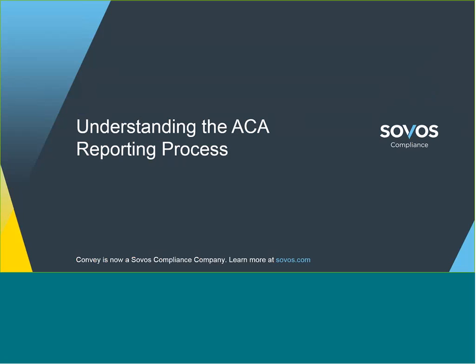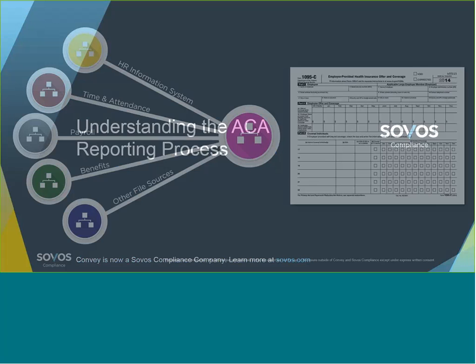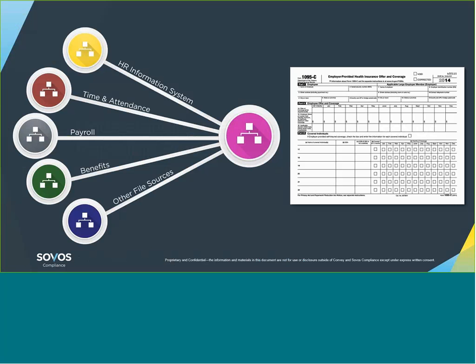So now if we take a quick look at the ACA reporting process, what does this really physically look like to get the information from point A to point B? As we've discussed, we need a solution to be able to pull data from multiple data sources, whether that's your HRIS system, time and attendance, payroll, benefits, other file sources, perhaps a COBRA provider, and then all of that information needs to be able to pull into one central filing system to make sure that the right data gets into the right boxes on the 1095 forms.